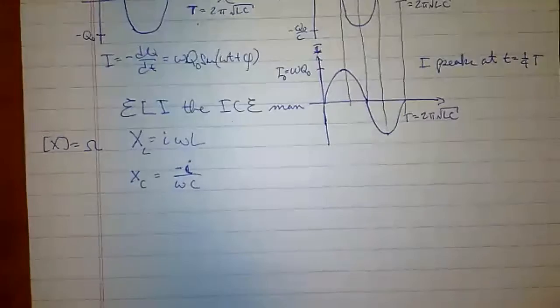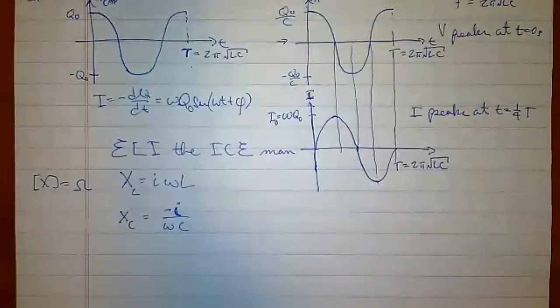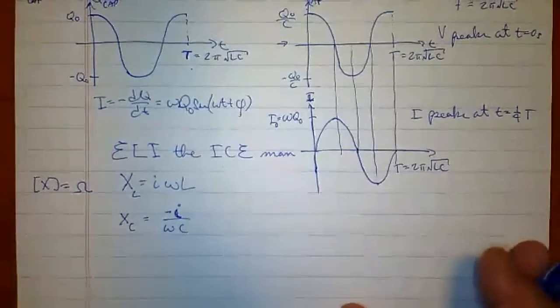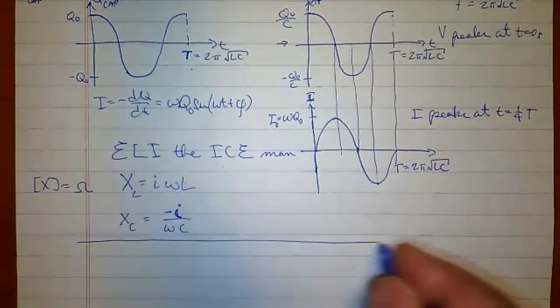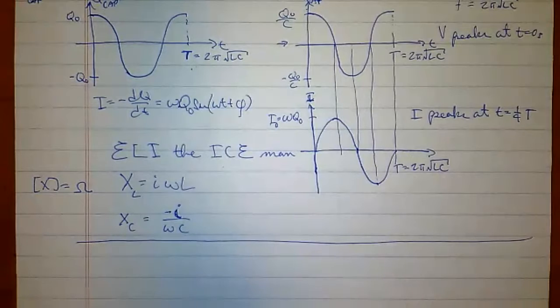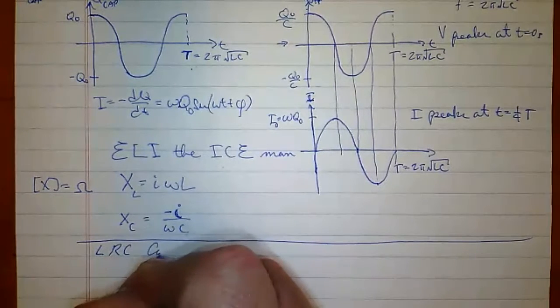Okay. So that's sort of an example, but it's really more of a derivation, and it's to make some sense of what we found. Now, the other part that we're going to do is the whole kit and caboodle, if you will. We're going to now attack an LRC circuit. So let's look at an LRC circuit.